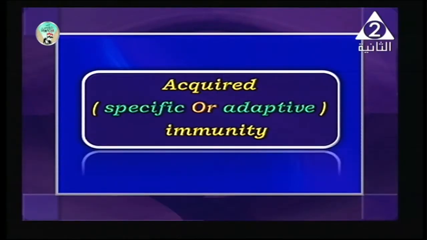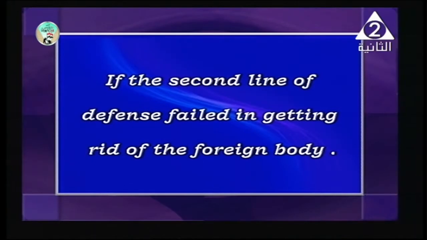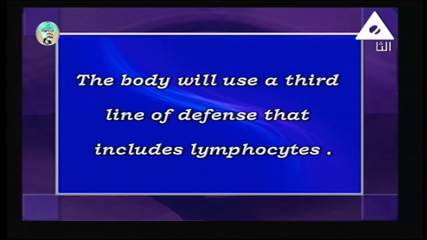Acquired or adaptive immunity. In our lesson today, we need to know what will happen if the first line of defense failed in protecting our body. If the second line of defense failed in getting rid of the foreign body or to remove and destroy the pathogen, the body will use the third line of defense, which includes what? The lymphocytes.